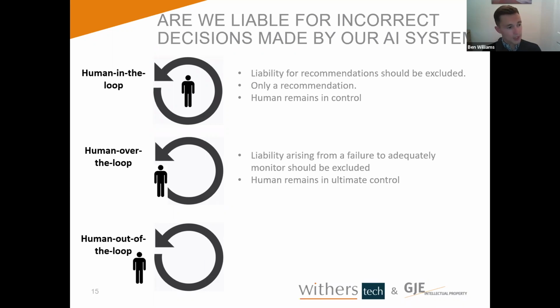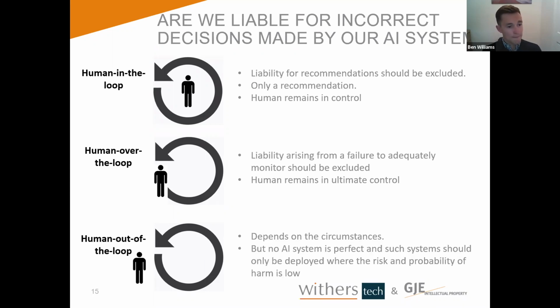The third one of these, the human out-of-the-loop system, is more difficult and really does depend on the precise factual circumstances. But on the basis that no artificial intelligence system is ever going to be perfect, and a human out-of-the-loop system, because humans aren't involved at all, should only ever be deployed where the risks and probability of harm is low, there is a fairly strong argument that quite a lot of liability should be excluded. And again, that should be set out in the terms and conditions of the contract.